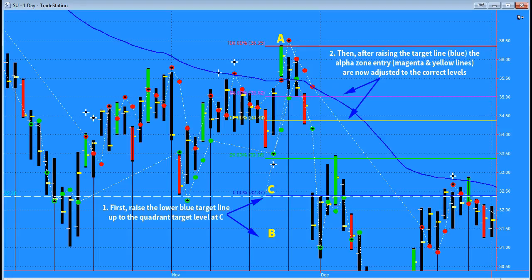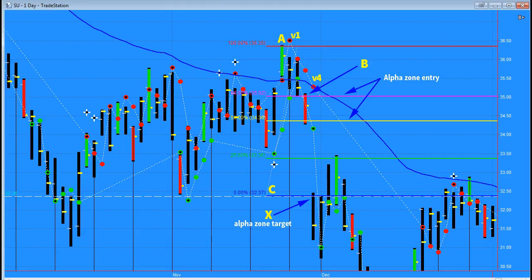This adjusts the alpha zone, magenta and yellow lines, the alpha zone entry zone above to the correct level relative to our quadrant target below. Now that we have our risk-reward grid drawn properly with our blue line target level at the lower quadrant target, let's return to our entry protocol.